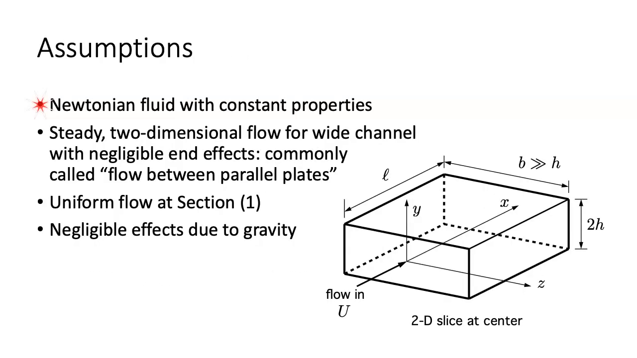For this problem, we first assume flow of a Newtonian fluid with constant properties. Second, we assume steady two-dimensional flow in the xy plane for a wide channel in the z direction compared to the height in the y direction. Thus, we are assuming for the majority of the channel width there are negligible end effects. This is commonly referred to as flow between parallel plates.